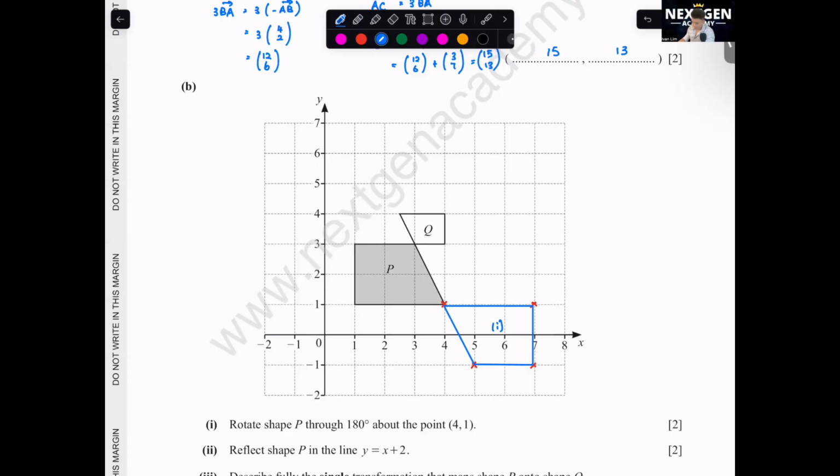Got it? 180 degrees. Normally, do they ask 180 degrees? I think 90 degrees is more common in the question. Yeah, but they can ask you.